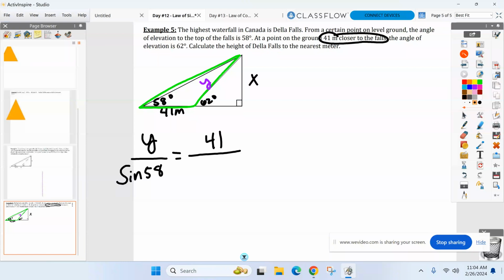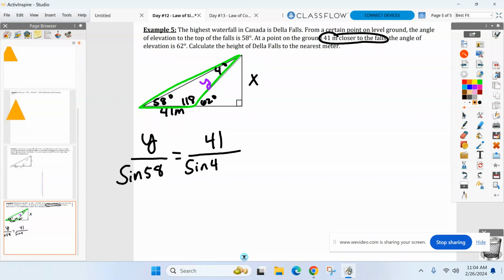Because you guys found the angle next to 62 is what, 108? Yeah? 108? Or 118? 118? So that only left 4 degrees for that angle across from 41. So sine of 41, sine of 4 degrees, sorry.